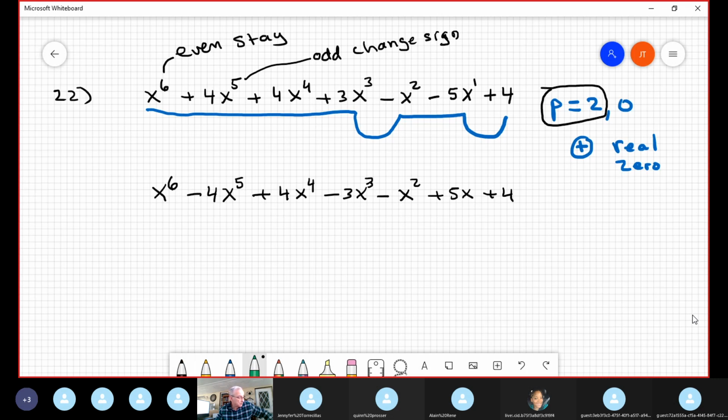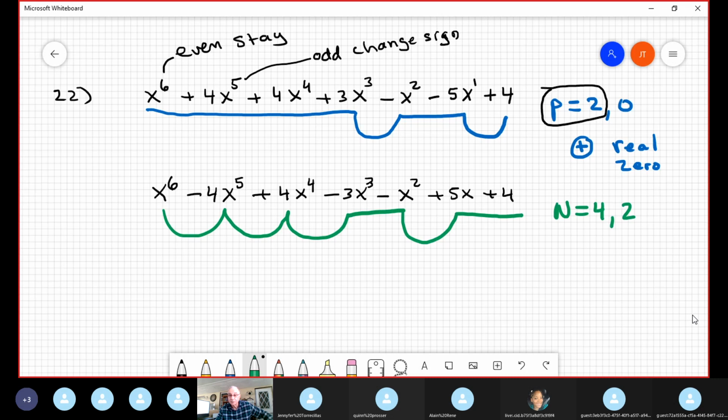Okay, now I can see, look: positive, negative, positive, negative, negative, stay, negative, positive, and positive. 1, 2, 3, and 4. And it's equal to 4. And you subtract an even number from 4. 4 minus 2 is 2. 2 minus 2 is 0. 0 minus 2 is negative, and negative has no sense. So we have 4, 2, or 0 real zeros.